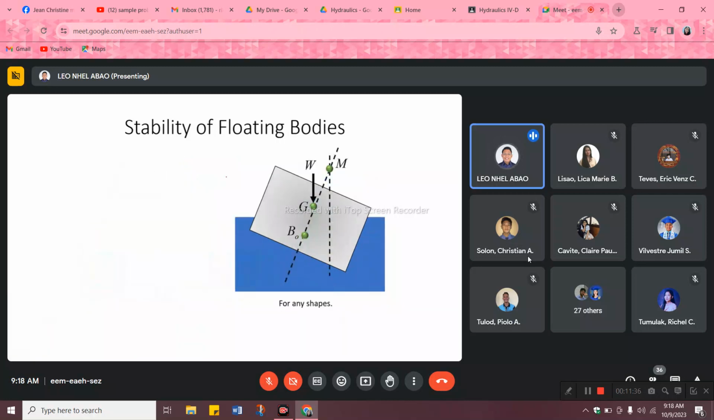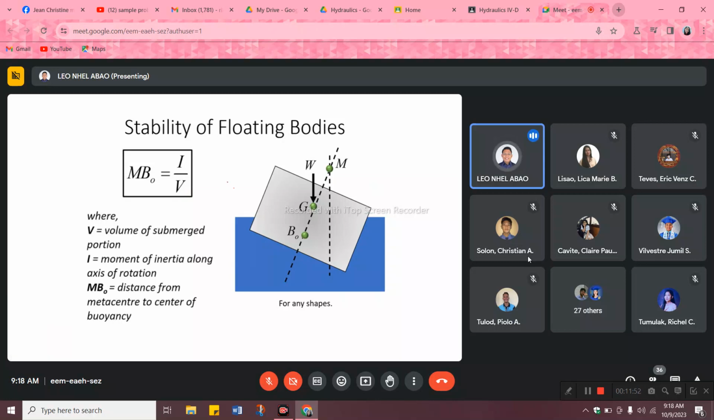Okay, so for any shape, use this formula in getting our MBO. This is I over V. Again, V here stands for the volume submerged or volume displaced. V is the volume of the submerged portion. I is the moment of inertia along the axis of rotation. MBO is the distance from the metacenter to the center of buoyancy. Okay, that is for any shape.